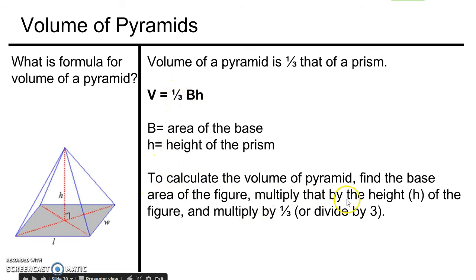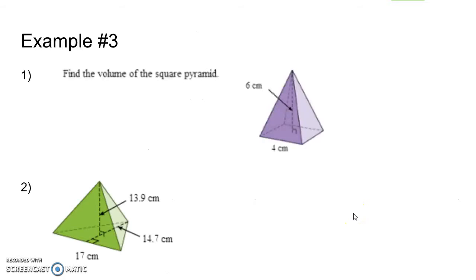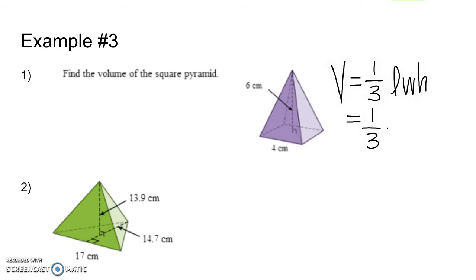Okay, so to calculate the volume of the pyramid, find the base area of the figure times the height of the figure, and then multiply by 1/3 or divide by 3. So let's try one. I'm going to start with the volume of the square pyramid. Do this with me in your notes. Volume of the square pyramid. Since it's a square pyramid, I'm going to have 1/3, and then what's the area of a square? It's going to be 1/3 length times width times height. And then I'm going to save that 1/3 for the end.